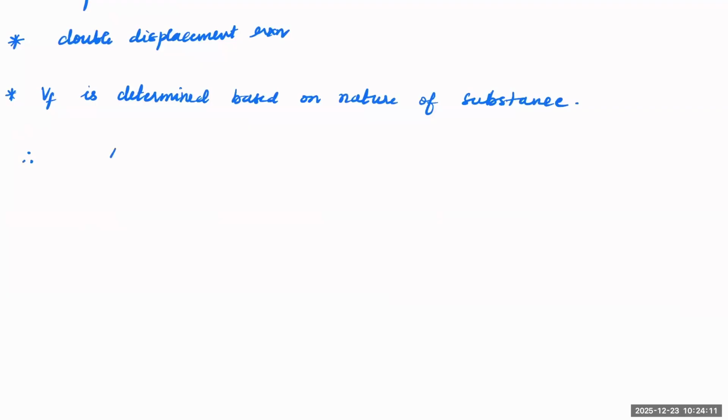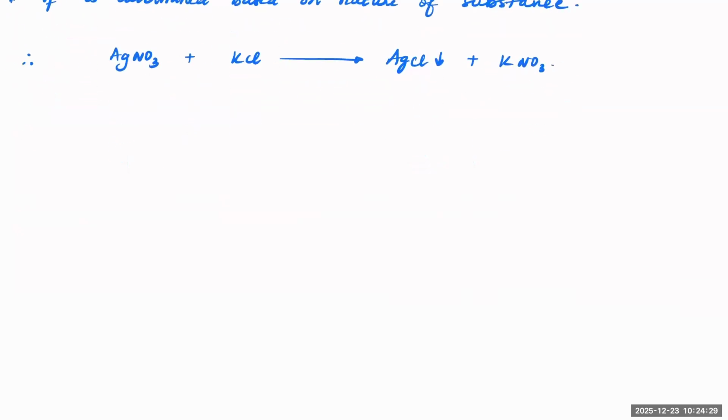Therefore, if you have something like AgNO3 plus KCl, the reaction is 100% done. It will give you AgCl as a white precipitate plus KNO3. Okay, so this is the reaction that you will notice. So figure out valency factor in all the cases, beta. First case, 1, 1, 1, 1, 1, and 1. Correct. So these are the valency factors.